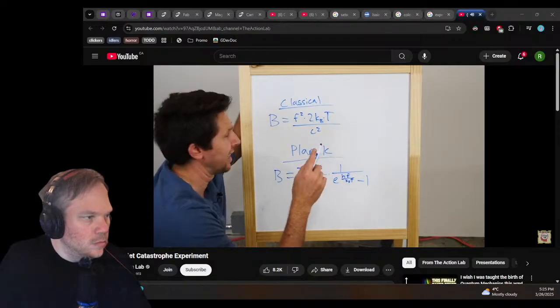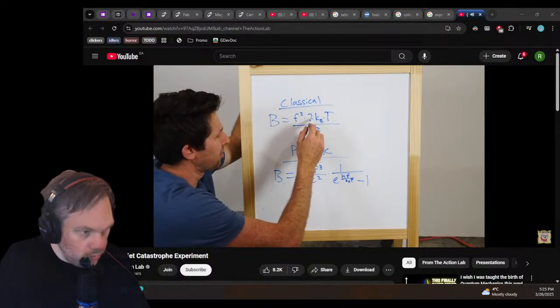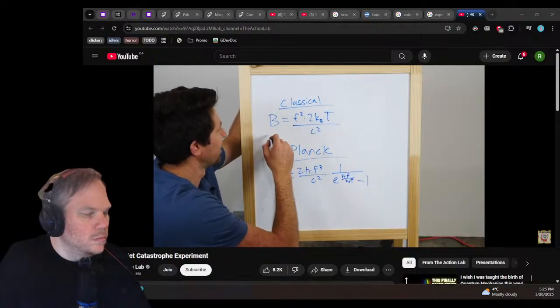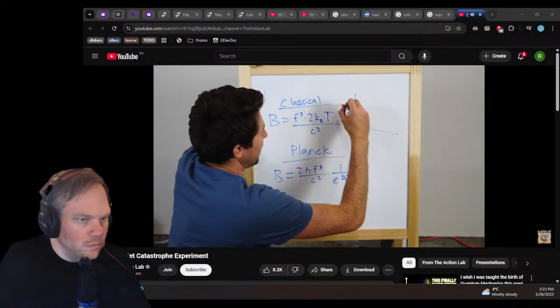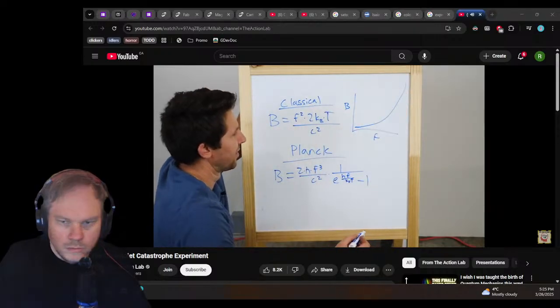It's called spectral radiation. You have B equals the frequency squared times 2 times Boltzmann's constant times temperature over the speed of light squared. So this is the equation that makes your plot look like this, where it just goes off into infinity.